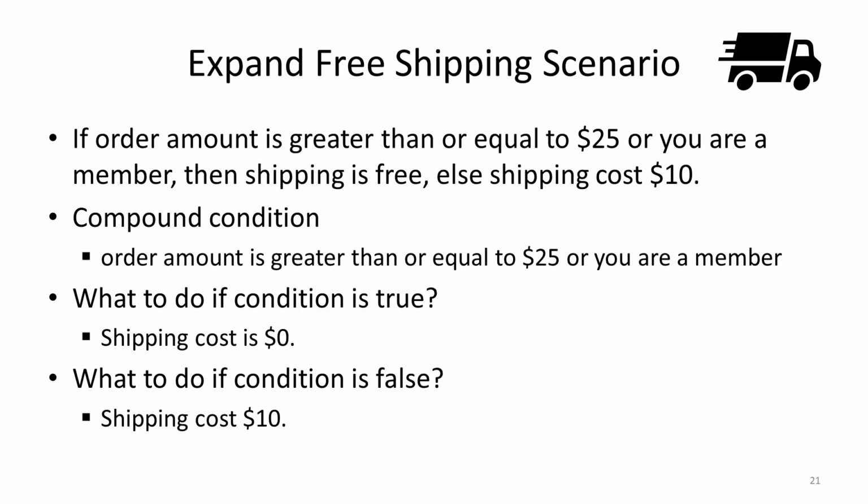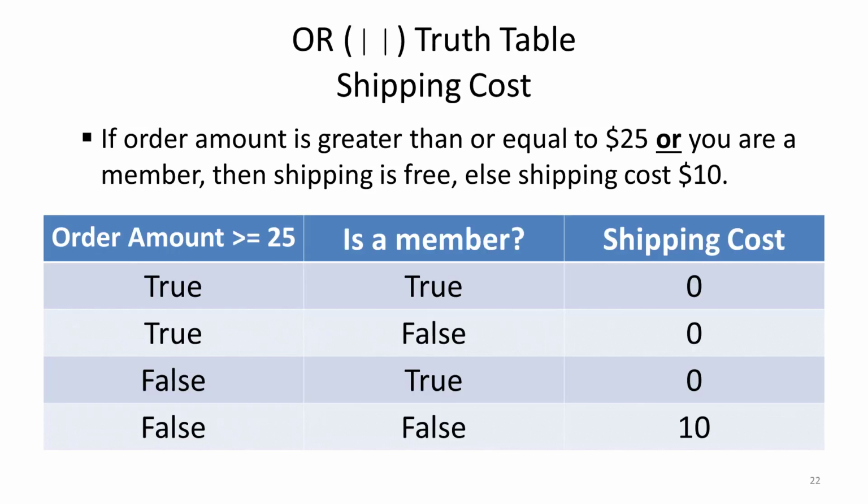If we were to take this situation and represent it in a truth table, it would look like this. The first criteria, X, that would be the order amount greater than or equal to 25. The second criteria, that would be Y, represents if the user is a member, and the result of the OR will determine the shipping cost. So you can see that the only way that the user actually pays for shipping is if the order amount is not greater than or equal to 25 and the user is not a member. In all other situations, the shipping is free. So either one of those criteria can be true in order for the user to get free shipping.